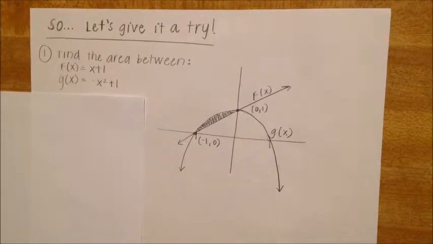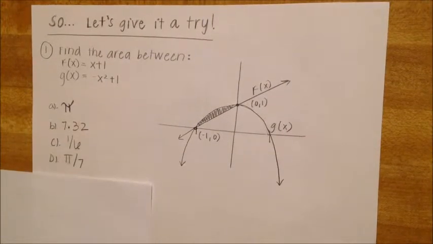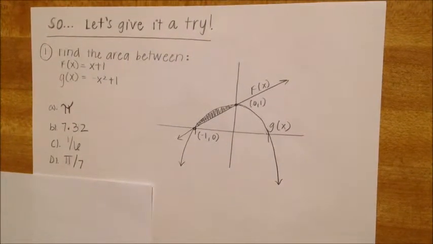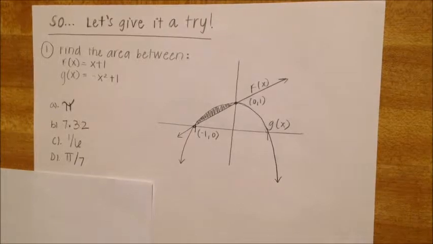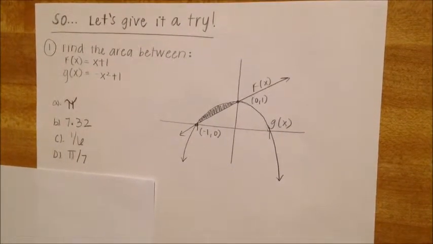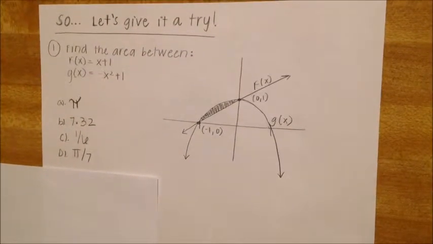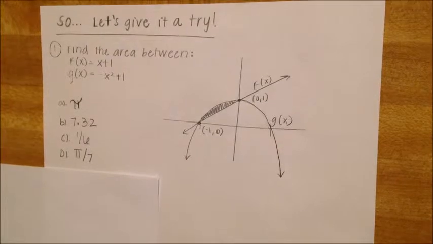Alright, so now that you've given it a try, let's compare your answers to some of ours. Did you get A is equal to pi, B it is equal to 7.32, C it is equal to 1/6, or D it is equal to pi over 7? What's that? You got C? Correct, that's the right answer.